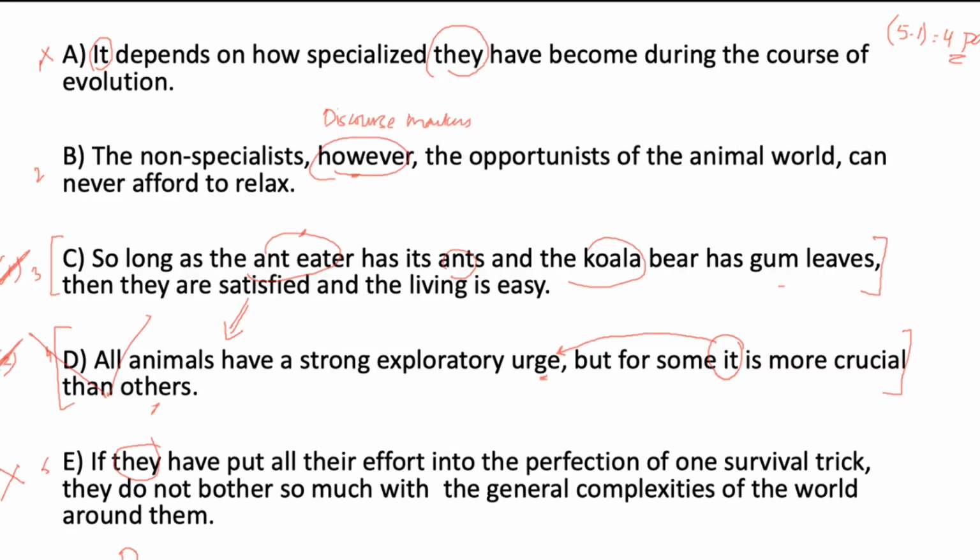So it is more crucial than others. What is it talking about? It's talking about the exploratory urge. Yep. So let's see which sentence best fits this urge that the animals have. So let's look at the first sentence. It depends on how specialized they have become during the course of evolution. Could this be it? Maybe. The non-specialist, course of evolution. All right.